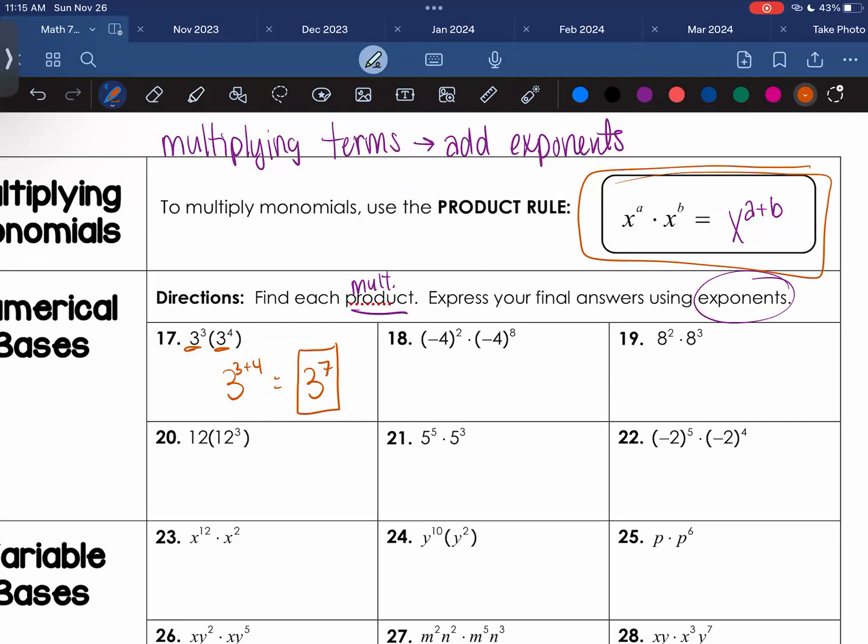All right, so go ahead and try number 18, 19 on your own. So pause here.